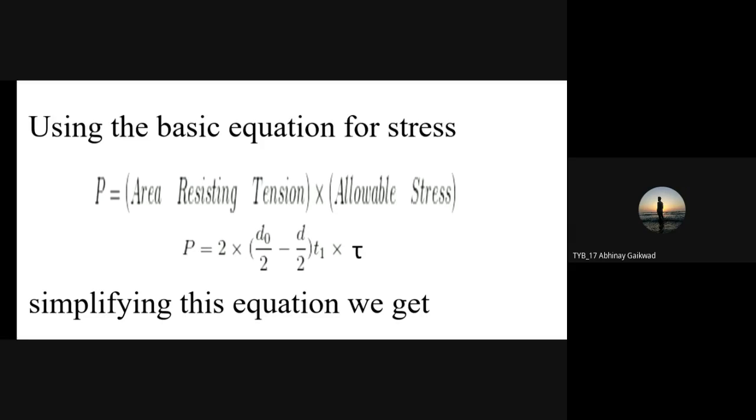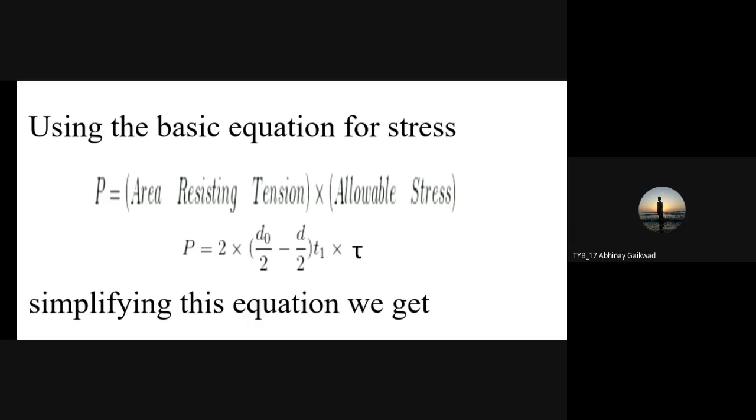Okay, so P, the applied force, is going to remain the same, and is equal to the resisting area. In here, it should be shear, not tension. Resisting area in shear multiplied by allowable shear stress. In mathematical form, P is equal to 2 multiplied by, into bracket, DO, that is the outer diameter of that eye, divided by 2 minus D divided by 2, into T1. That will be the resisting area, multiplied by tau. Tau is the design shear stress.